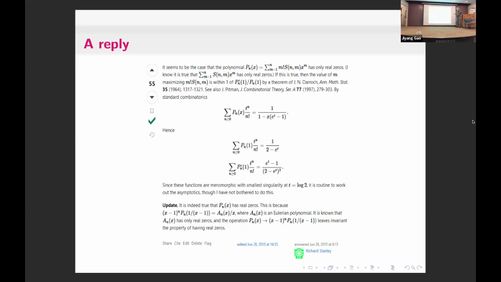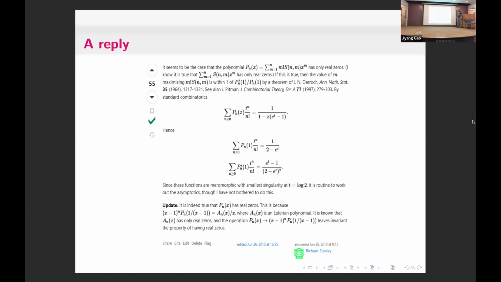The exponential generating function for this P_n(x) is 1/(1 - x(e^t - 1)). He's interested in the value where x is 1, which is 1/(2 - e^t). This is the generating function for ordered set partitions. For the derivative generating function, you just differentiate this with respect to x and set x equal to 1, to get this.